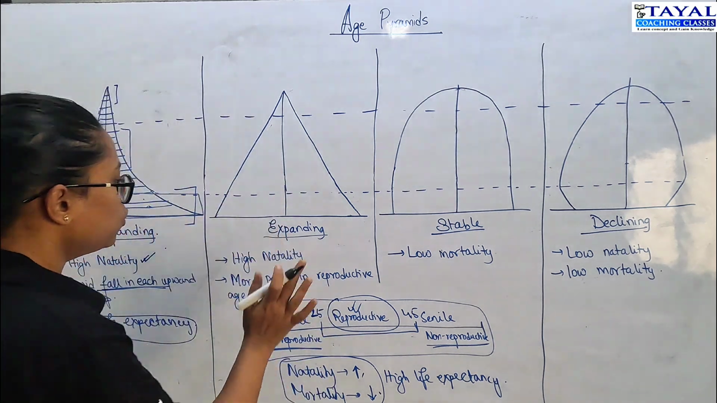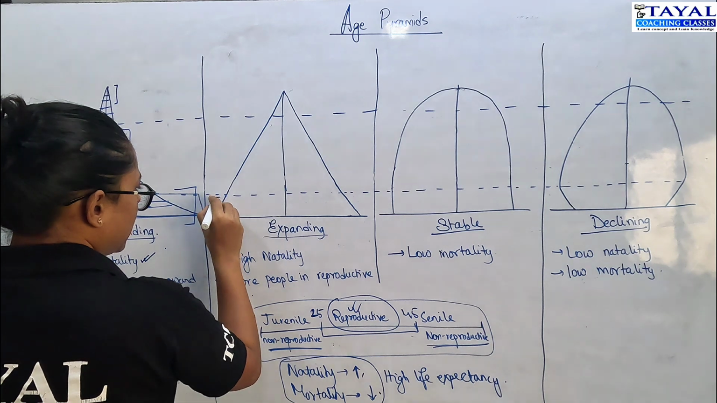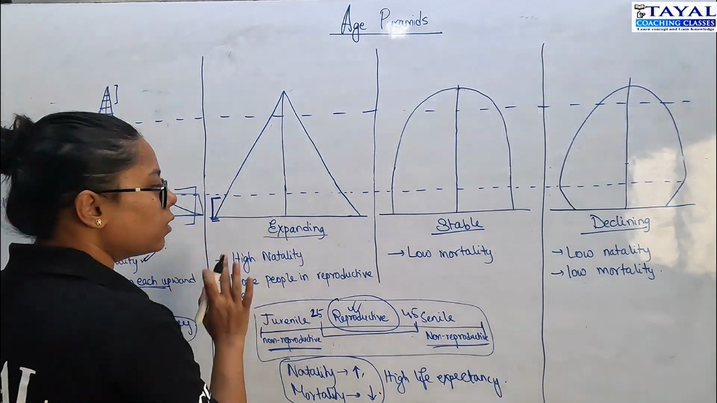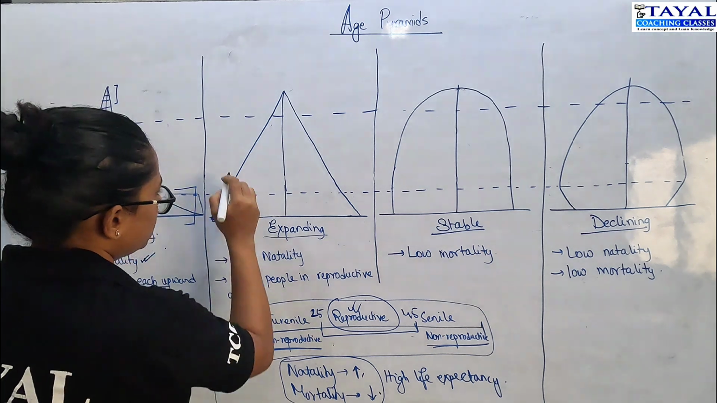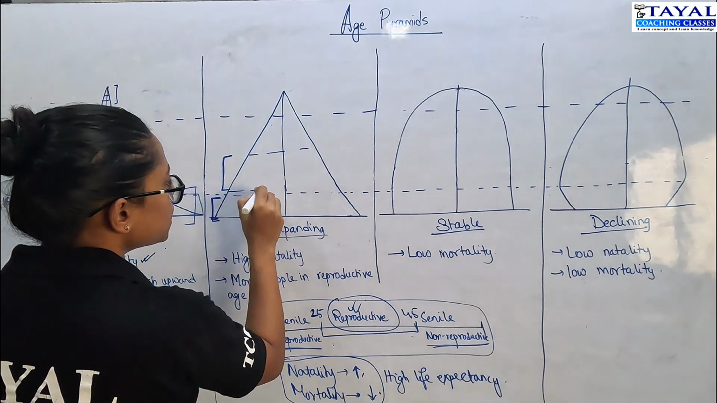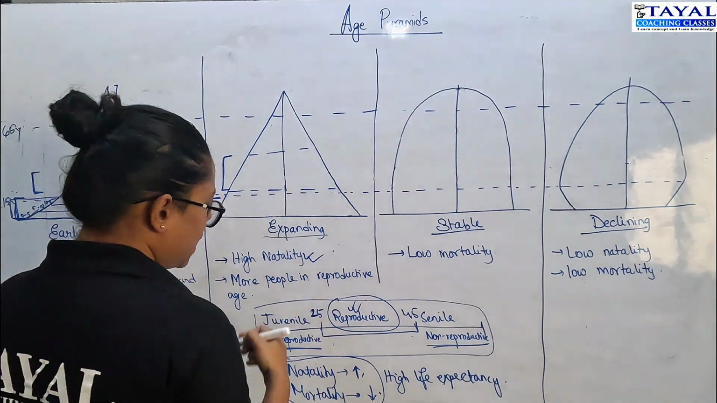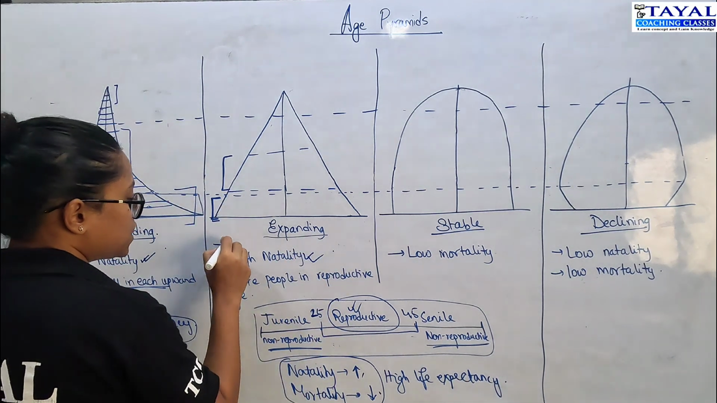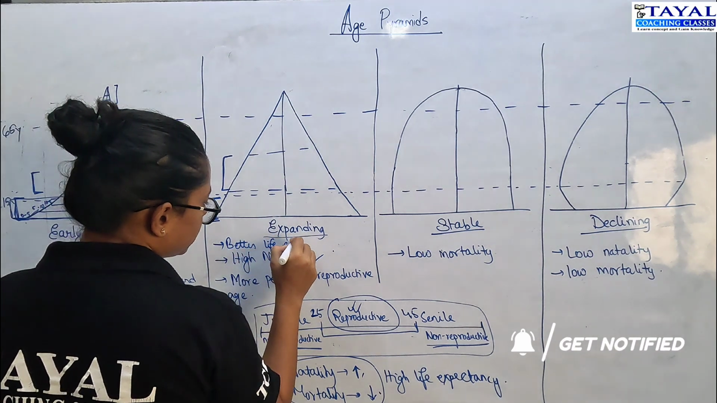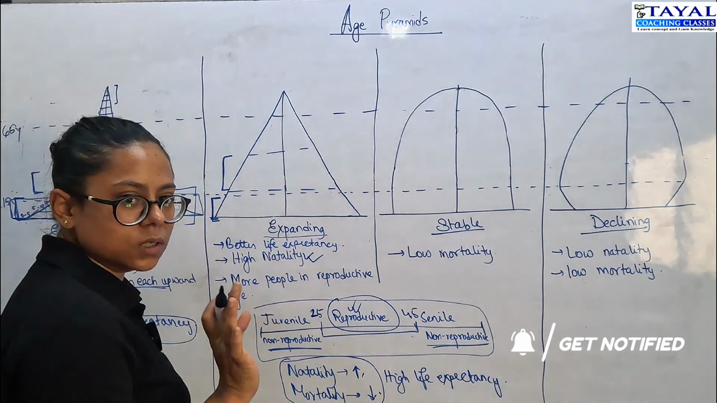Yeah. Moving on to an expanding population. Now if you look at this, you will see that yes, they have more individuals in the juvenile or non-reproductive underage section, but their reproductive zone is also quite heavy, right? So they have high natality, but they also have better life expectancy. And here the mortality is low, right?